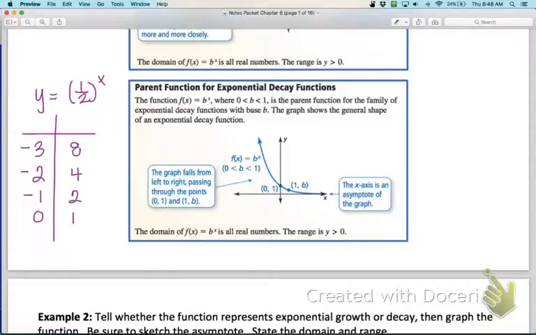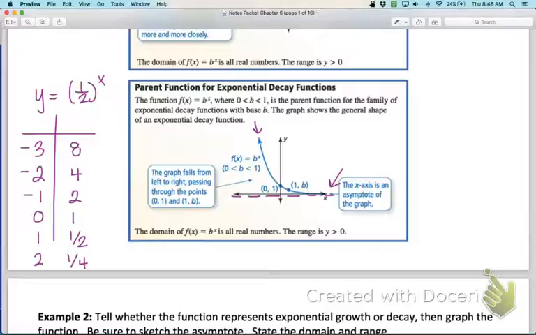0 still gives me 1, but now my positives are where I'm going to get the fractions. 2 is going to be 1/4, and so on. So it starts with the bigger values and works its way down to the smaller values, okay? But the same is true. There is going to be an asymptote, and I'm never actually going to get to 0. And so in this instance, the domain and the range are the same.